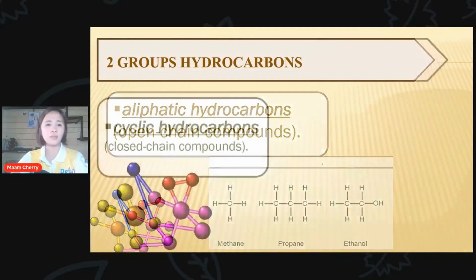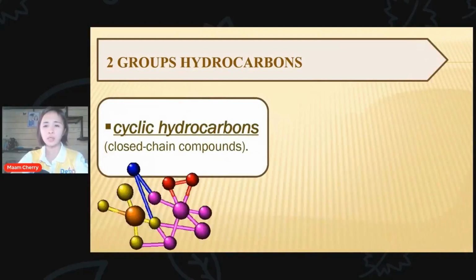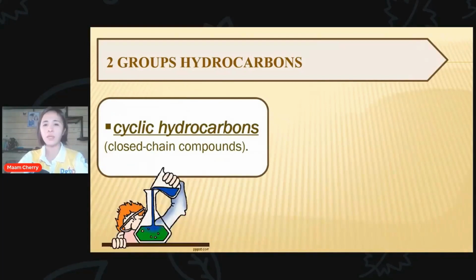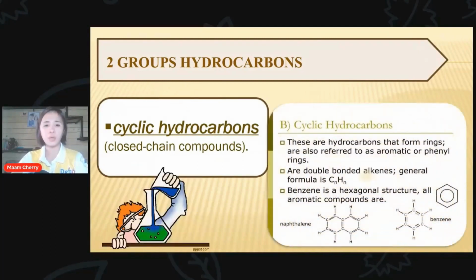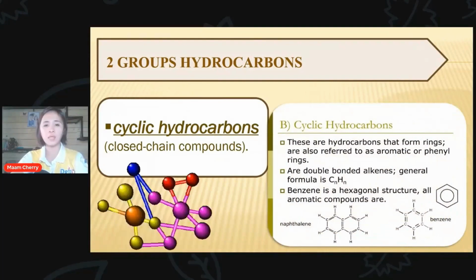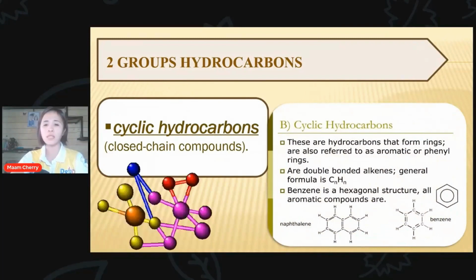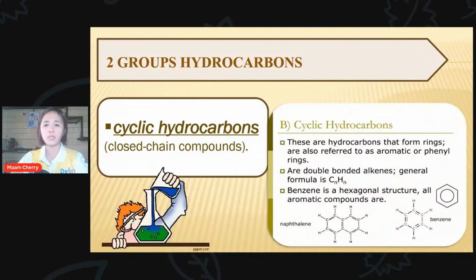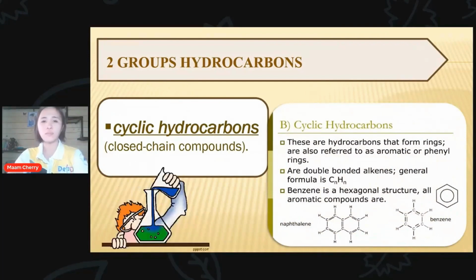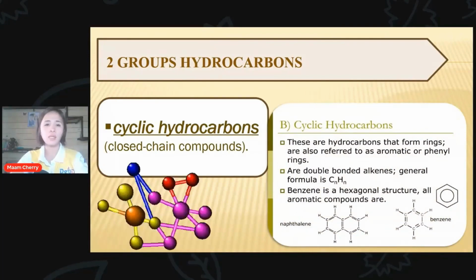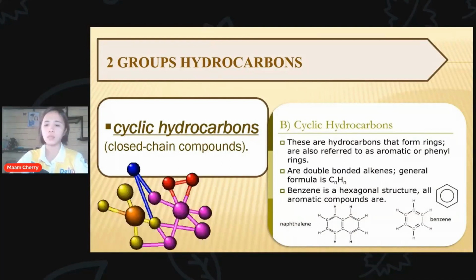Next, cyclic hydrocarbons, closed chain compounds. Pag sinabi natin closed chain, is a hydrocarbon in which the carbon chain joins to itself in a ring. Nagpo-form ng ring, ito example. Yung naphthalene, benzene. Yun yung mga expanded formula nila. All carbon bonds are single bonds. Like other alkanes, cycloalkanes are saturated compounds. Meron din pong double bond, these are hydrocarbons that form rings. Double-bonded alkenes, general formula is CnH2n. Yun yung mga example ng cyclic hydrocarbons.